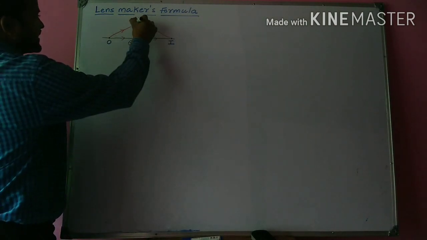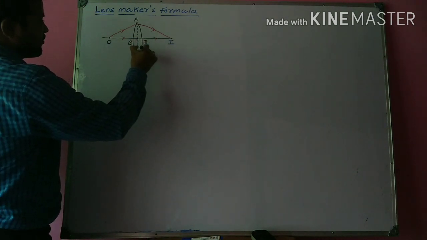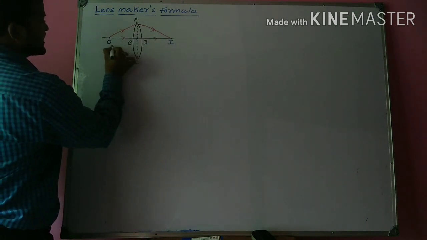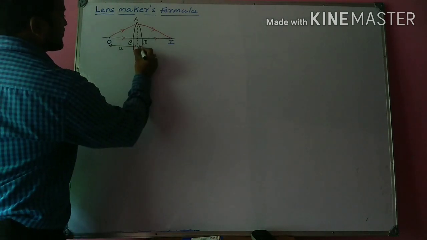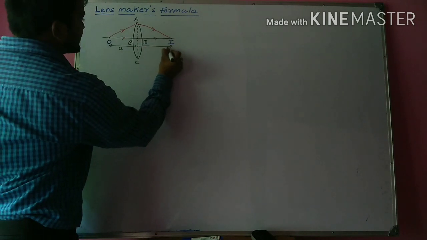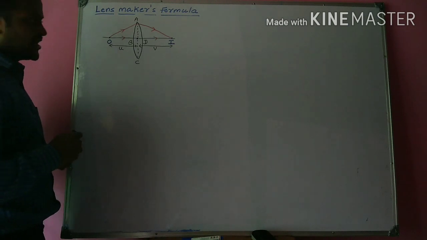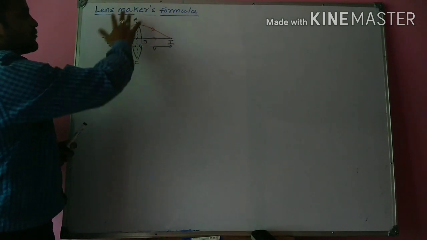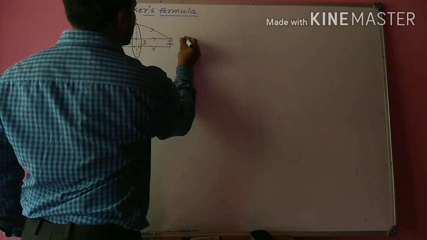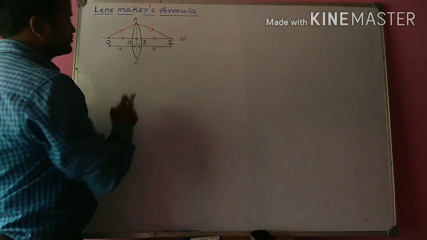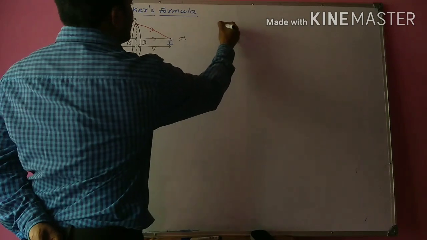Let us define the distances. This is the optic center. This distance is called the object distance U, and from the optic center to the image, the distance is called the image distance V. Now let us discuss the two steps involved in this process. The whole process is equivalent to this. First, let us consider the ABC surface.